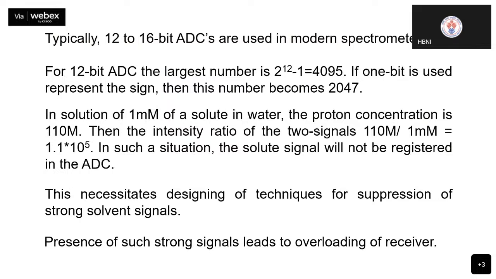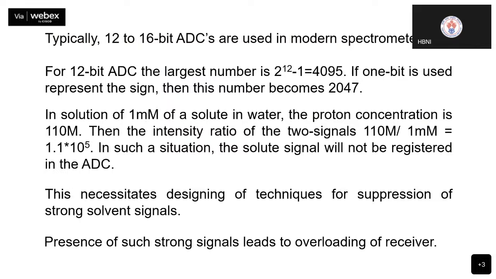Now, suppose I have a 12-bit ADC. The largest number it can represent is 2 to the power 12 minus 1, that is 4095. If 1 bit is used to represent the sign, because you need to represent whether the signal is positive or negative, then I reserve 1 bit for that. If it is 0, it is positive, if it is 1, it is negative, and so forth. Then I will only have 11 bits. With 11 bits, the number which I can represent is 2047.